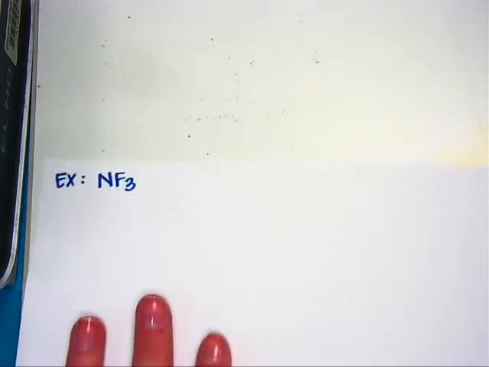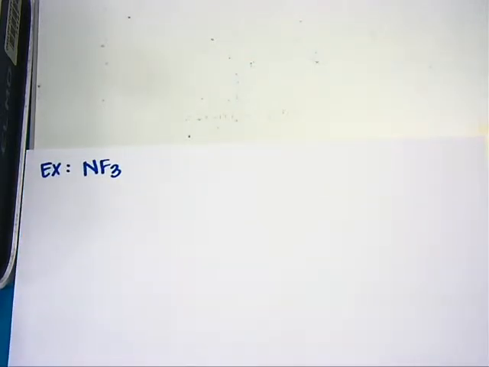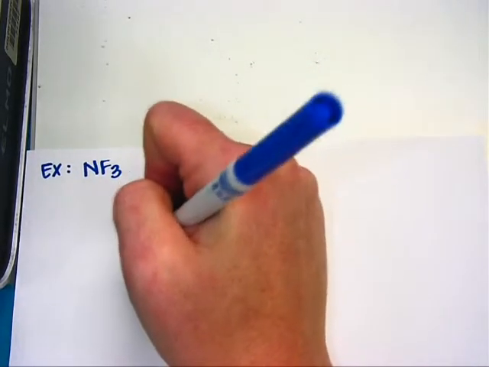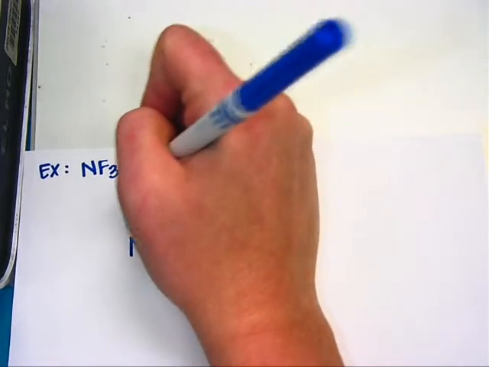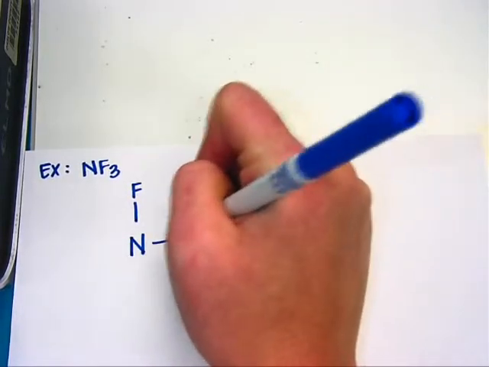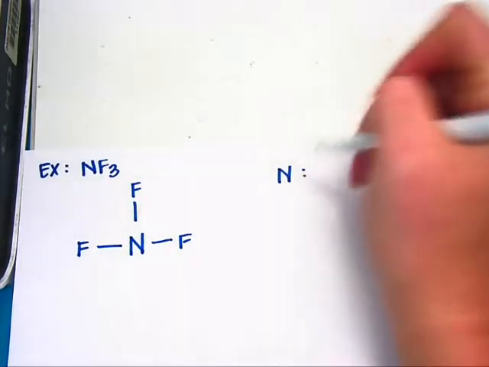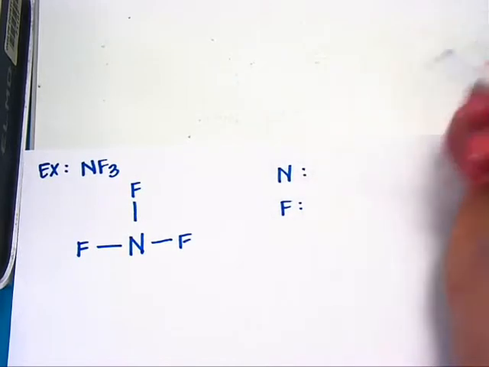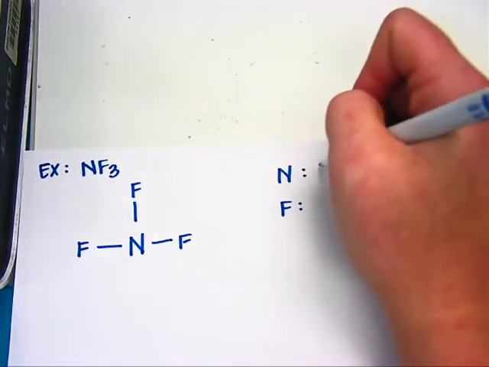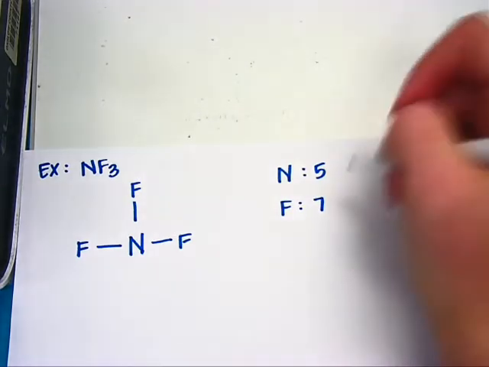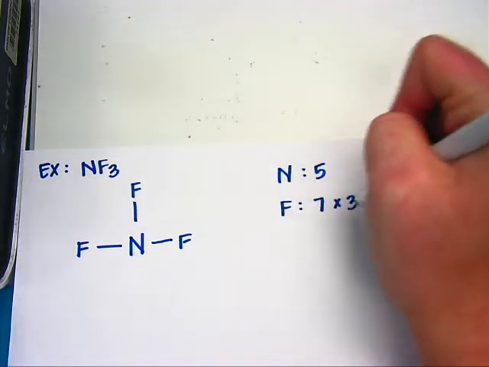The next one we will try is NF3. Nitrogen is less electronegative than fluorine, obviously, because fluorine is the most electronegative element on the periodic table. So I'll put my fluorines surrounding it. Then I'm going to do my math. Nitrogen brings 5 valence electrons to the table. Fluorine will bring 7, and there are 3 fluorines.